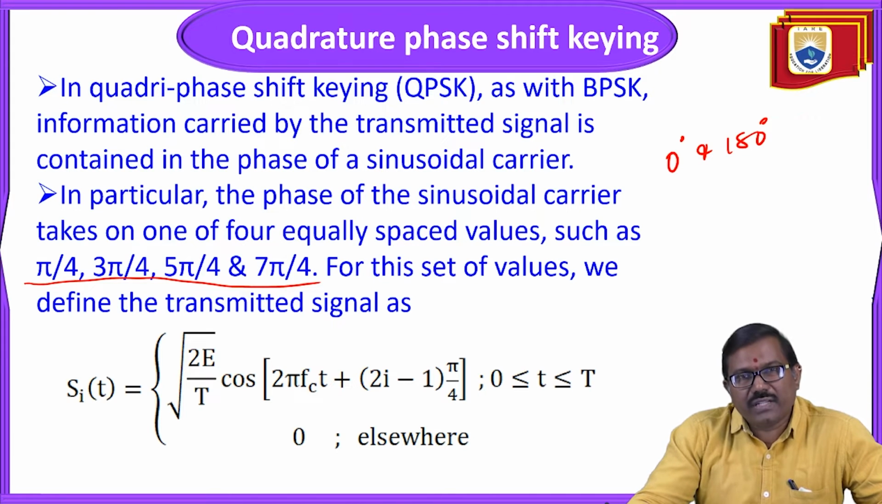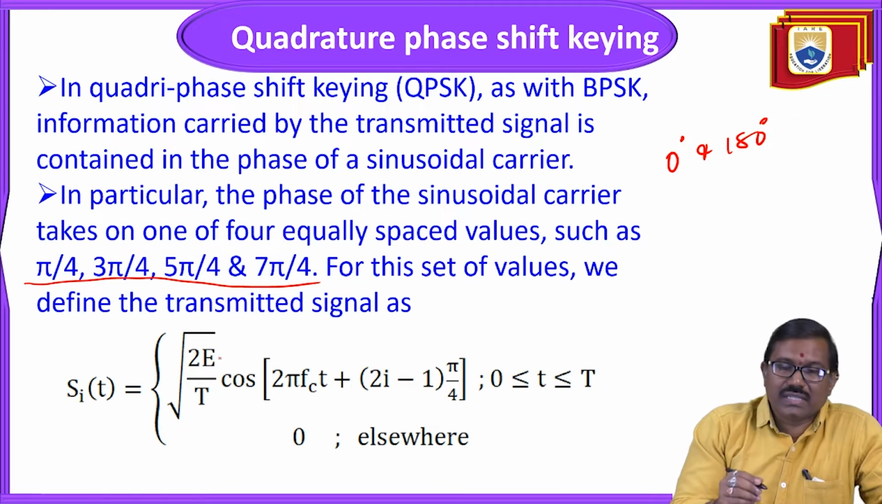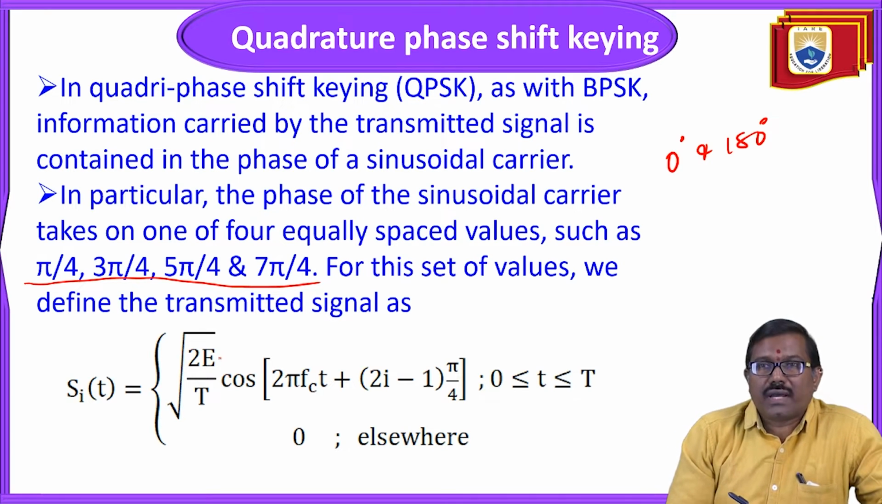So s_i(t) is the modulated QPSK signal, which is equal to square root of 2E by T cos of 2 pi fct plus (2i minus 1) into pi by 4, in the region of 0 to T, where capital T is the symbol duration. Here you can see E is the symbol energy and T is the symbol duration.